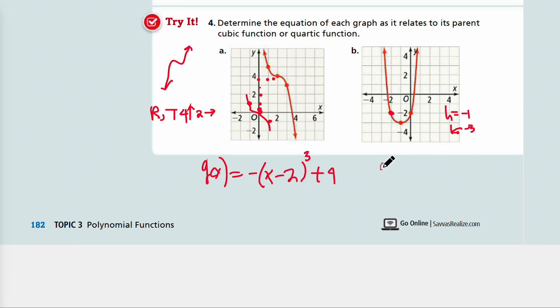So in the equation form, you would have x plus 1 to the 4th power minus 3. Yeah, don't forget the parentheses. Okay, good. Check your answers and see if you got it right. If you did, great job. Let's continue with the final example.